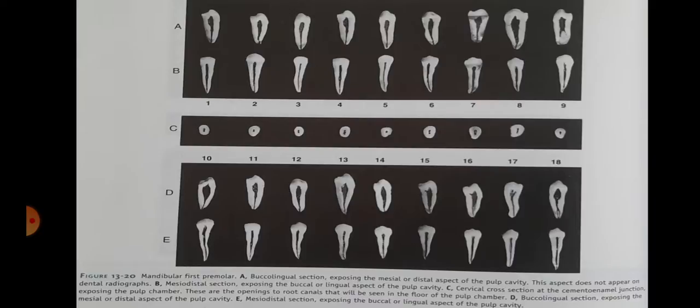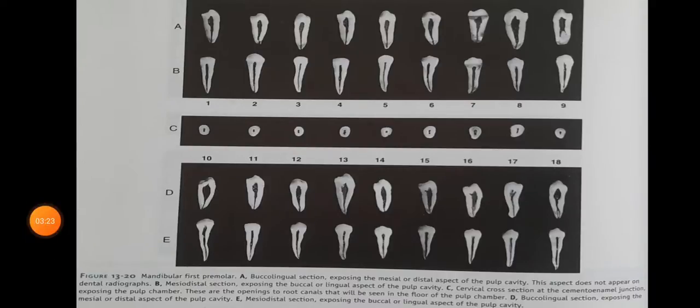Let's have a discussion on the mesodistal section in figure 13.20 D and E. The pulp horn is prominent and may be very fine at its occlusal extent. This is evident in figure 13.20 B, E, B6 and 9.